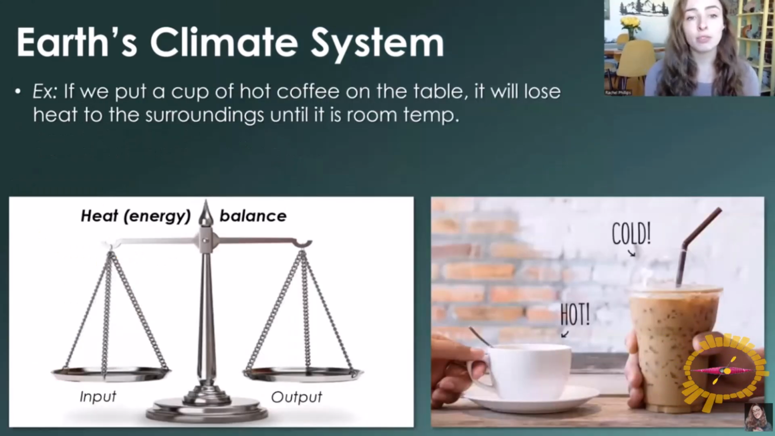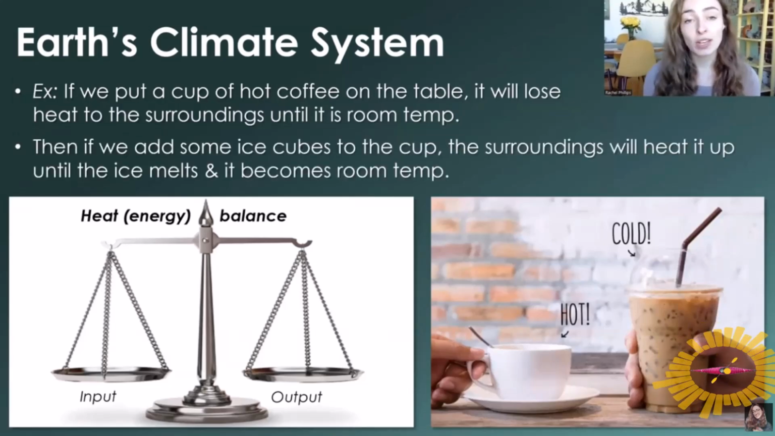For example, if we put a cup of hot coffee on a table, it will lose heat to the surroundings until it's room temperature. Likewise, if we put some iced coffee on the table, it will gain heat from the surroundings. The surroundings will provide it heat until the ice melts and it becomes room temperature once again. So things become in balance through this transfer of heat from system to surroundings and vice versa.